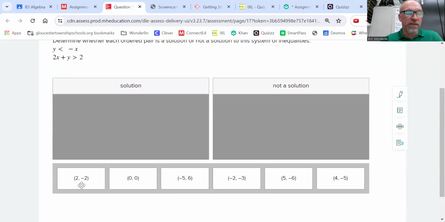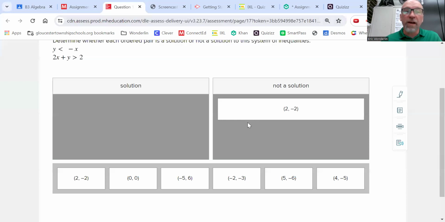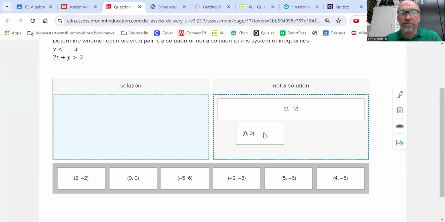Doesn't work anywhere, it's a no. All right, let's do this as fast as I can. 2, negative 2. 2 is x, negative 2 is y. So this becomes negative 2. Is negative 2 less than negative 2? No, it's equal. No equal to on that inequality. That's a no. Don't even have to check the second one. Once the first one doesn't work, it doesn't work. 0, 0. Is 0 less than negative 0? No, that's a no. Bam.